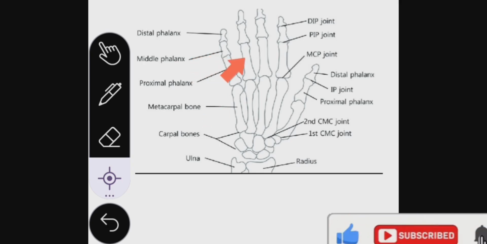Then the next one is the phalanges. Now, it's important you know there are 14 phalanges. Of that 14, there are 2 on the first finger, which is the thumb, and 3 on each of the others. So this is 1, 2, but this is 1, 2, 3, 1, 2, 3, 1, 2, 3, 1, 2, 3. So those are the phalanges. Next on, we'll be talking about the joints of the upper limb.